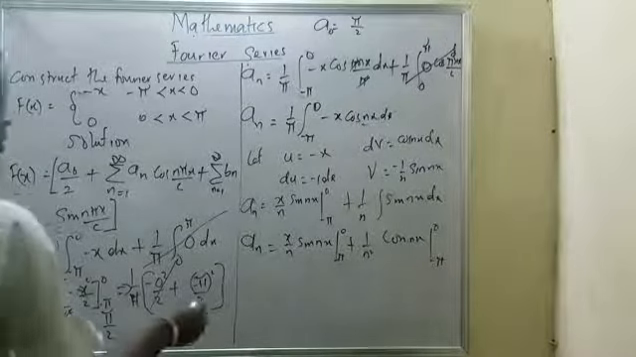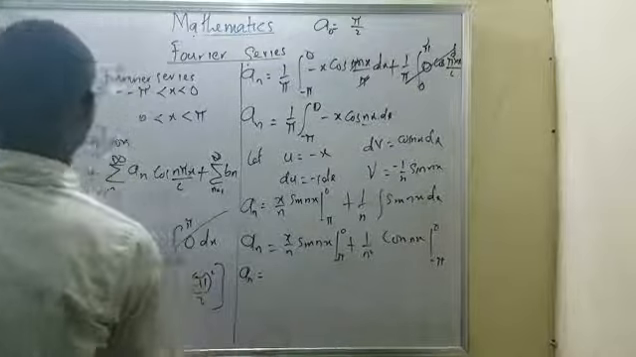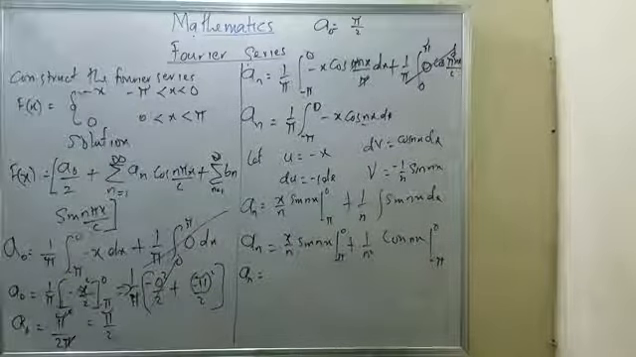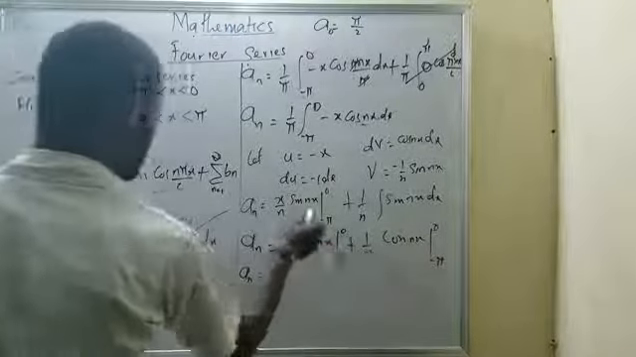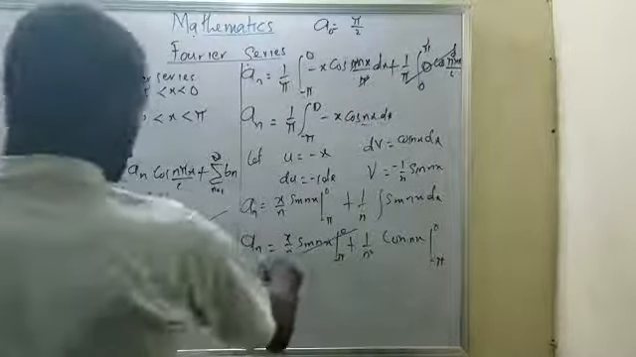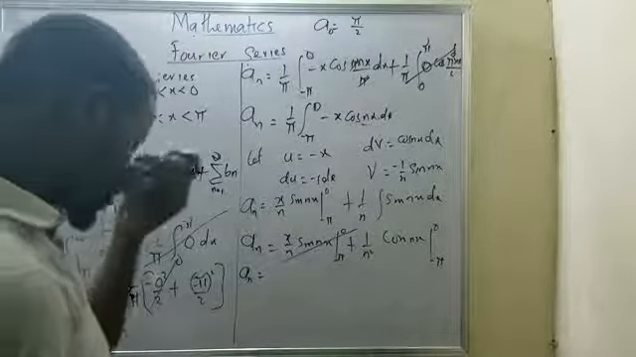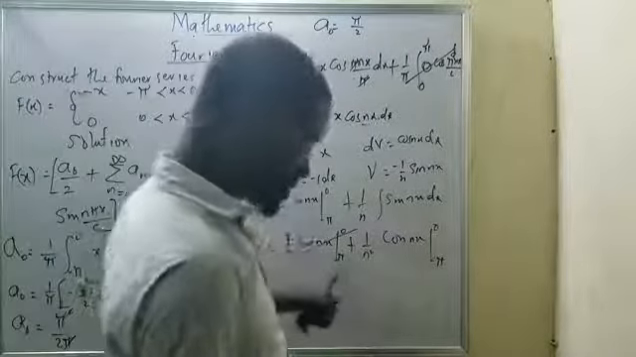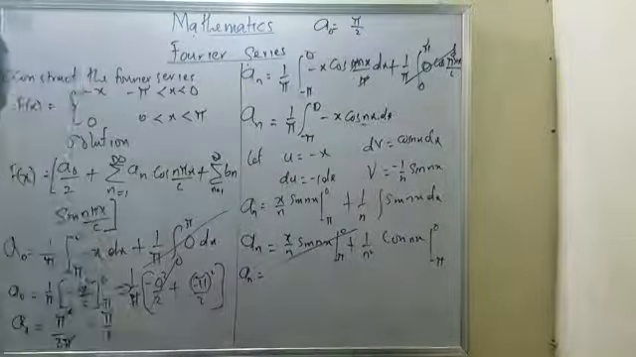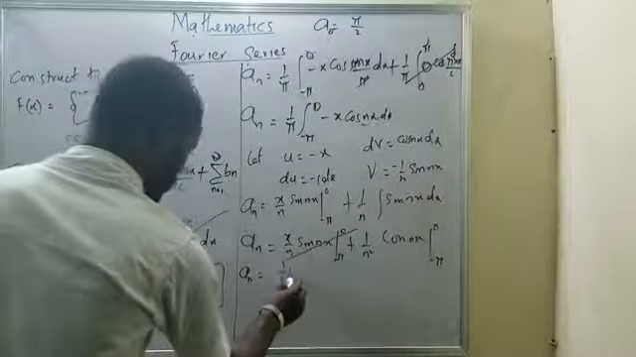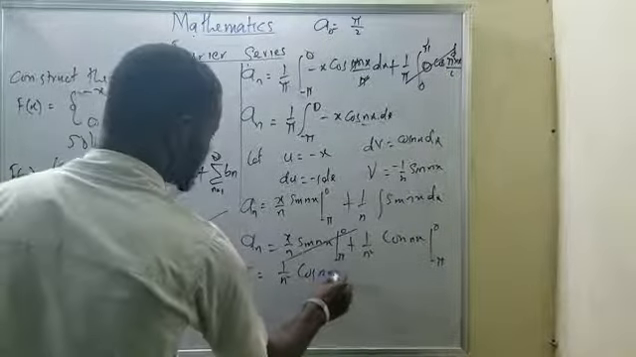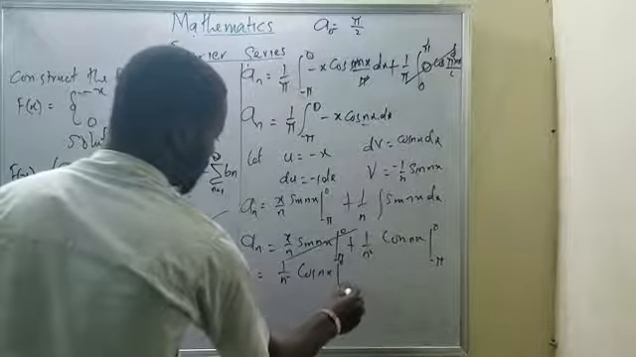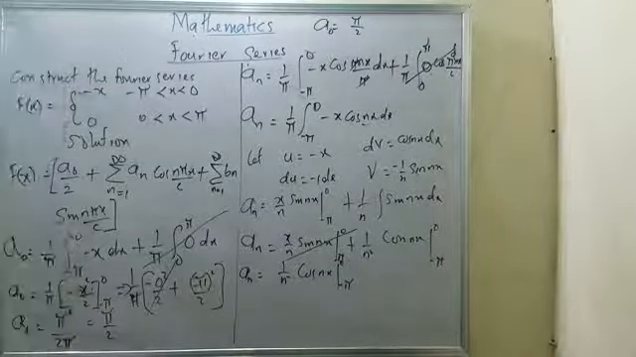Now, when I do this with my upper limit and my lower limit, I'll be having a of n equals to... this first one will be coming 0, which is cancelled, because sine 0 is always 0, and sine 180 is always equal to 0. Now we will be working on 1 over n squared cos nx from 0 to minus pi.